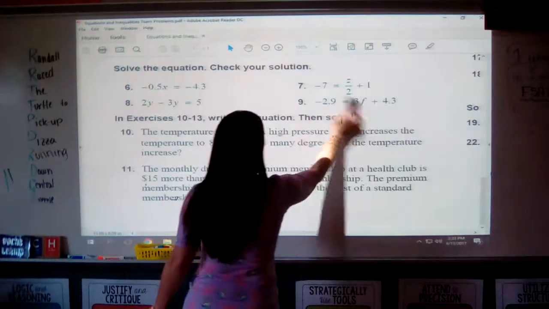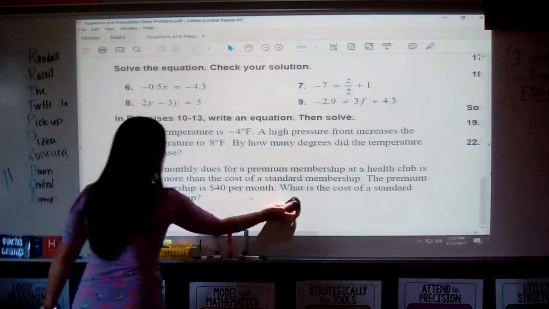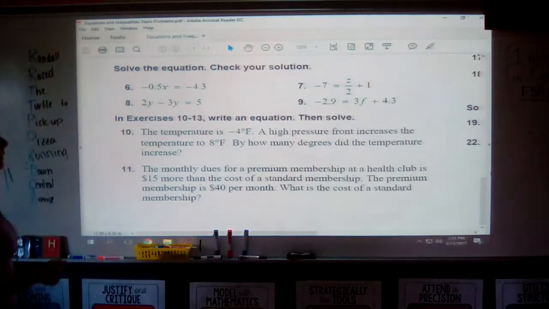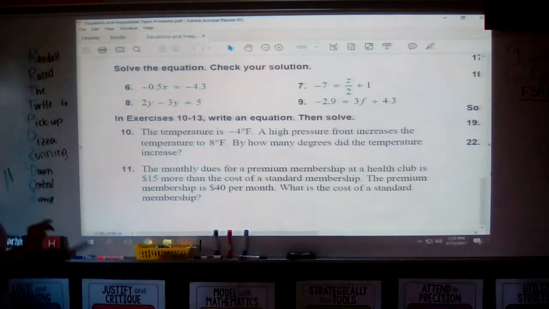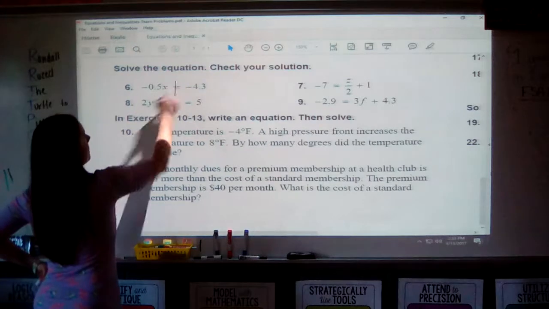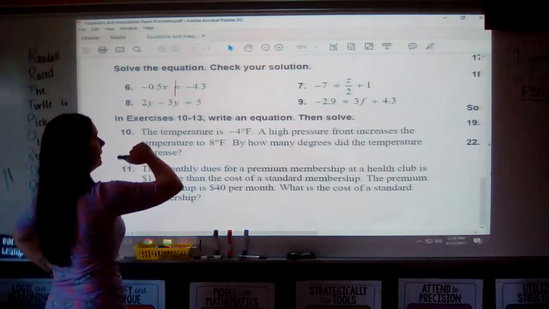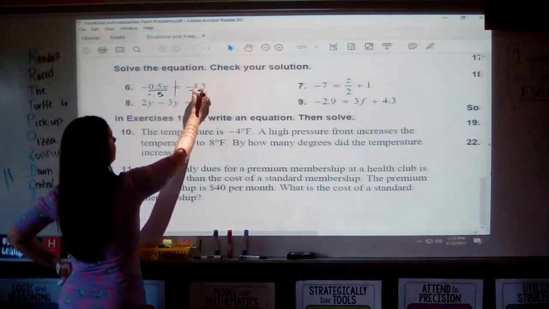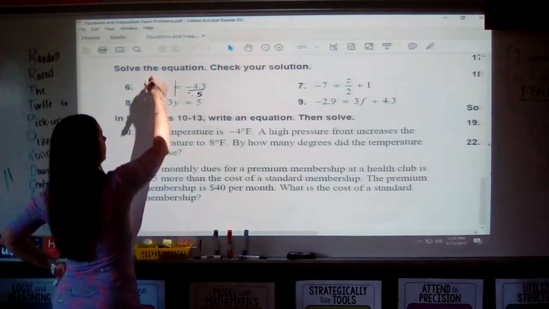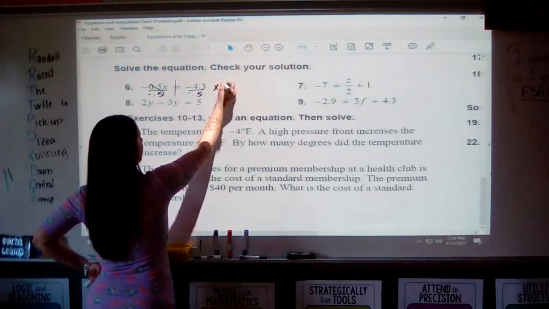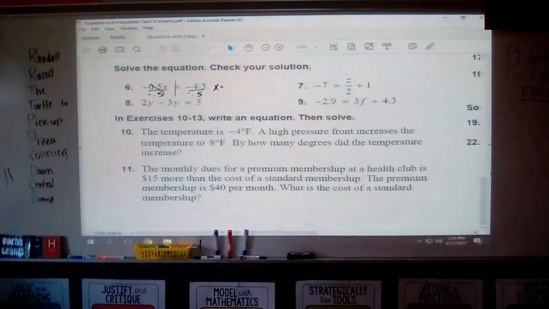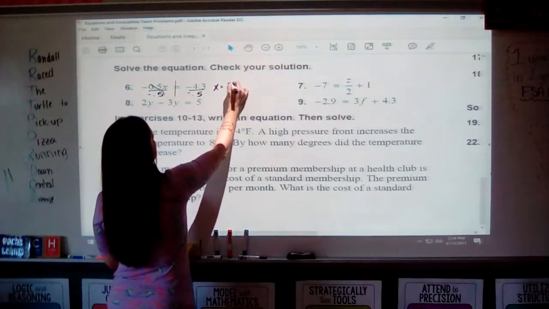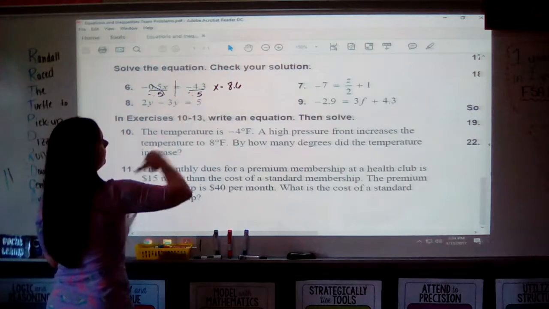Number 6, 7, and 8, we're now going to equations. So we now have an equal sign, so we're actually solving for the variables. Our answers will come out with x equals or y equals something, and then I can also check my answer. So I have -0.5x equals -4.3. The opposite of multiplication is division, so I'm going to divide both sides by -0.5. And that's going to leave me with x equals 8.6. A negative divided by a negative is a positive.